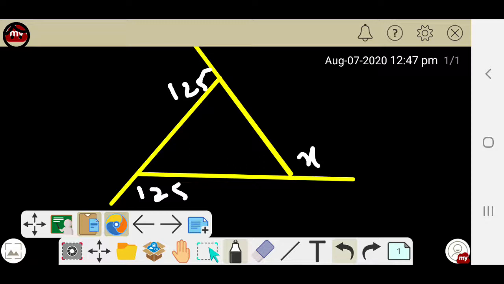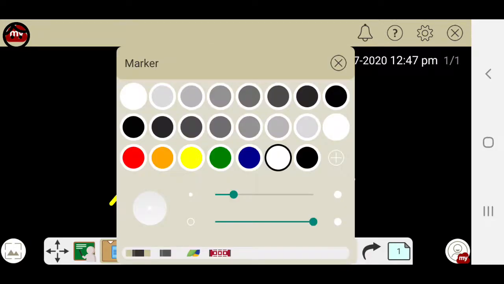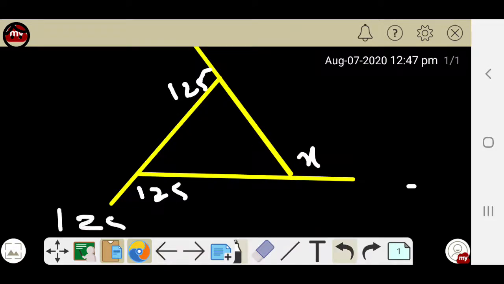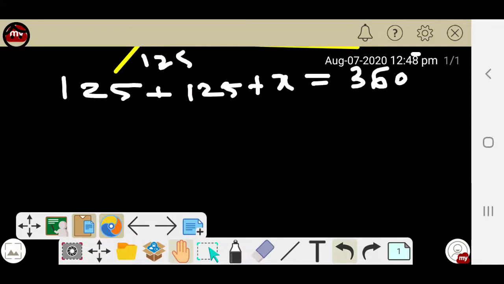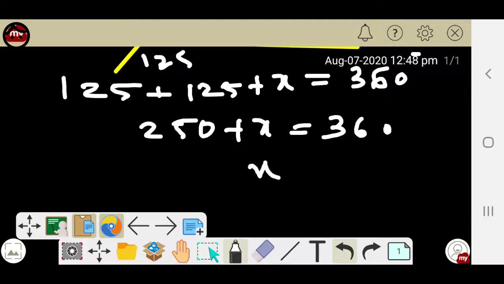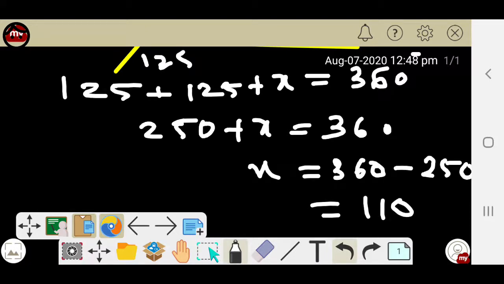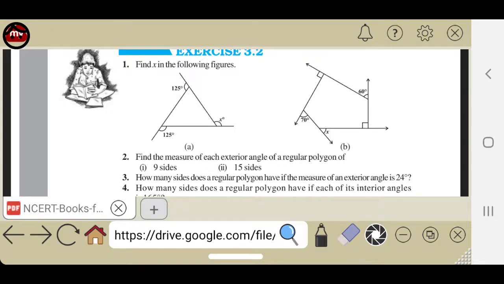Here the total sum of exterior angles equal to 360. Use that property. So 125 plus 125 plus x equal to 360. So what can we tell? 125 plus 125, 250. 250 plus x equal to 360. So x equal to 360 minus 250 equal to 110. Okay. Then the next question, same method.